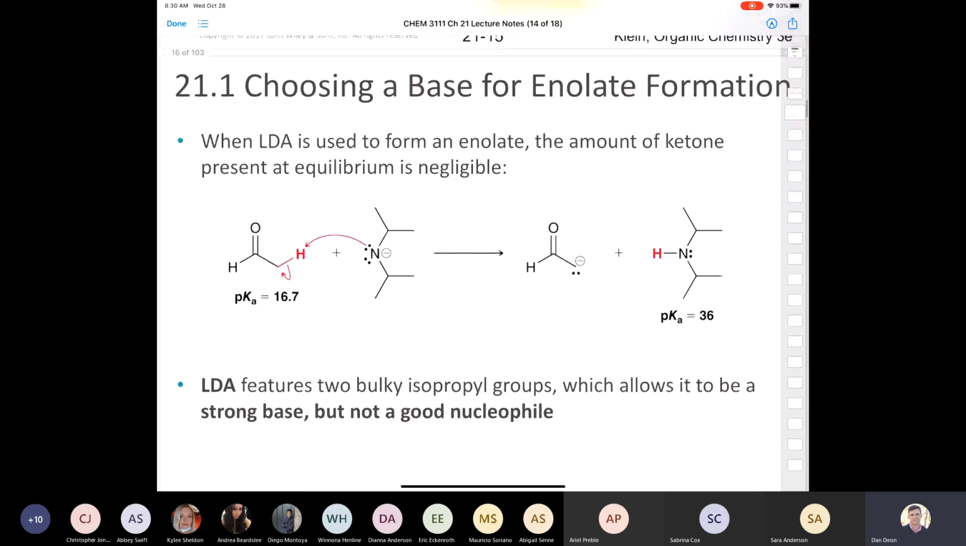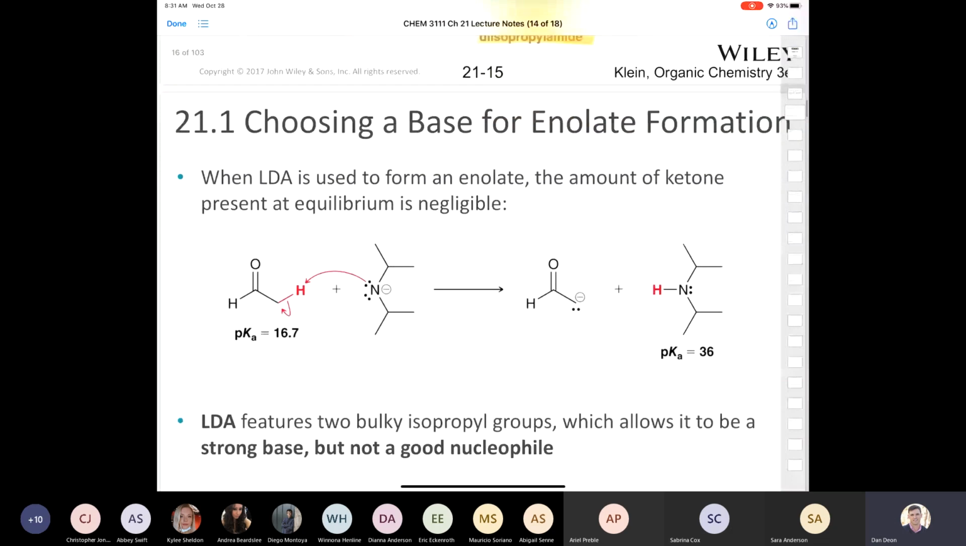Now, if we take that aldehyde, and this is the ubiquitous acetaldehyde that keeps showing up here, and we treat it with LDA, we end up forming the enolate completely. This is complete deprotonation. Why? It's based off the difference in pKa. Remember, the equilibrium is always going to lie to the side of the weaker acid. Here we have a difference of almost 20 pKa units, 10 to the power of 20. So when LDA is used to form the enolate, the amount of ketone present at equilibrium is negligible. You can just forget about it.